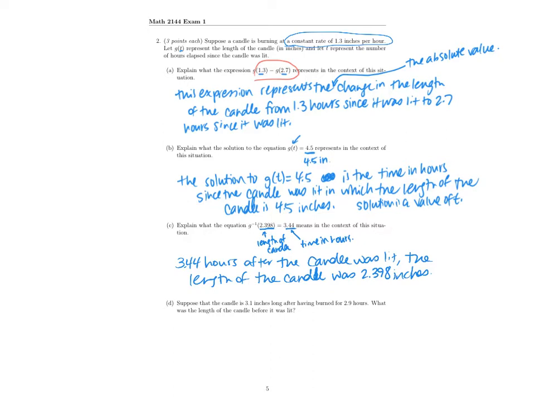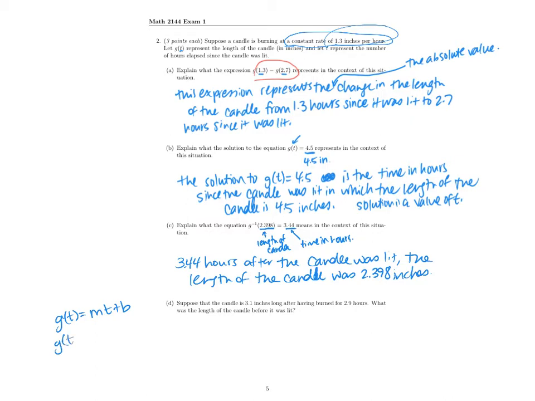If it weren't burning at a constant rate, then we'd have to have some idea of what this rate of change meant, right? But since it's a constant rate of change, we know that this is a linear function, so we have that G of T is equal to mT plus b, and we know our rate of change is 1.3 inches per hour, but it's decreasing by 1.3 inches each hour, so it's going to be a negative 1.3.